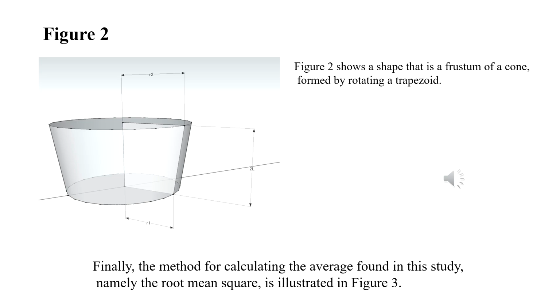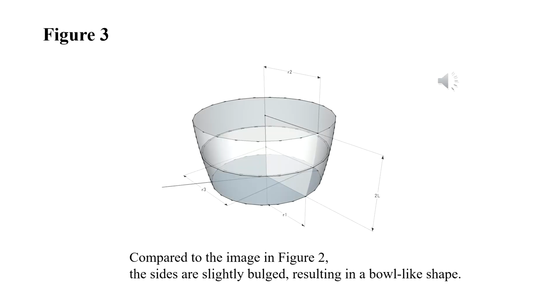Figure 2 shows a shape that is a frustum of a cone, formed by rotating a trapezoid. Finally, the method for calculating the average found in this study, namely the root mean square, is illustrated in figure 3. Figure 3, compared to the image in figure 2, has slightly bulged sides, resulting in a bowl-like shape.